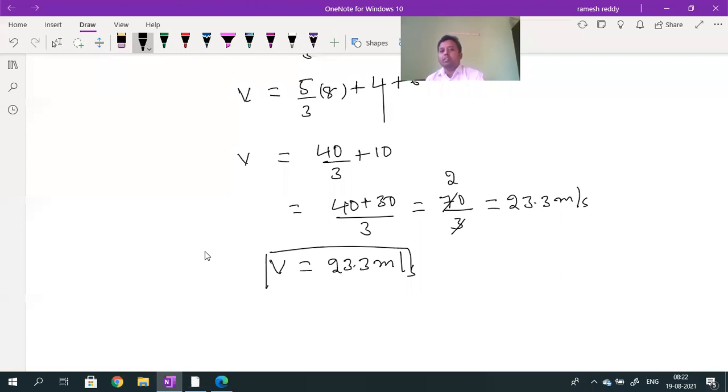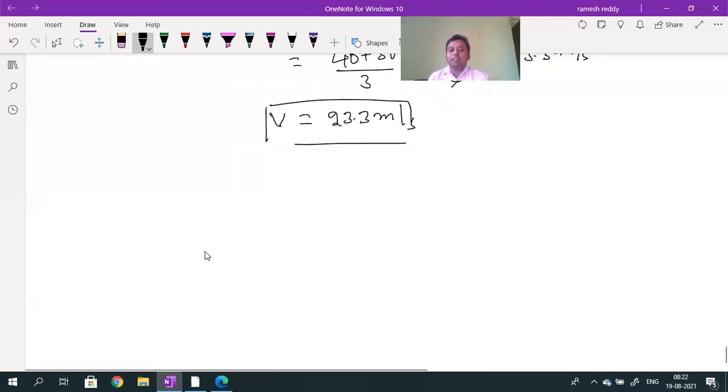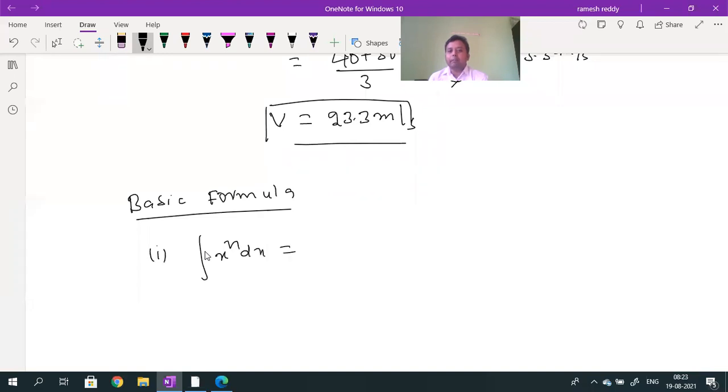So this is a question based on integration. The basic formulas of integration and the basic formulas of differentiation you compulsorily have to remember. What are the basic formulas? Integration of x power n into dx will be equal to x power n plus 1 by n plus 1. I have already written it, once again I am recalling.